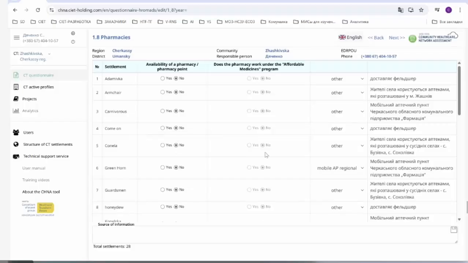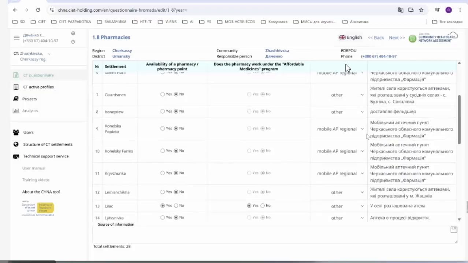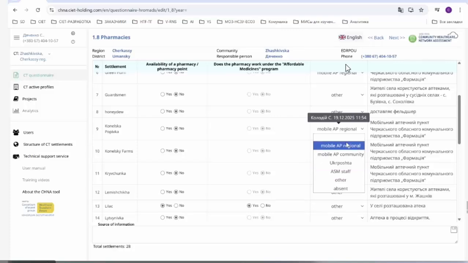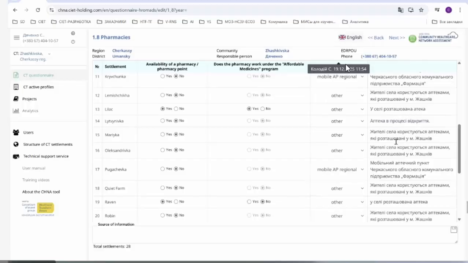It's availability of pharmacies. It's a huge problem in all these municipalities. They have only one or two pharmacies, and only one or two of them are working on the Affordable Medicines program.